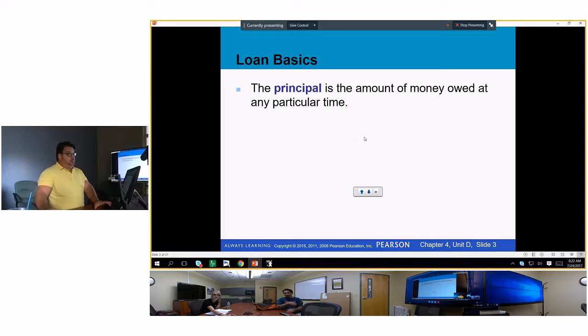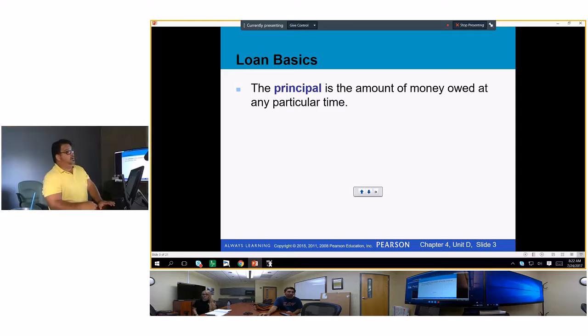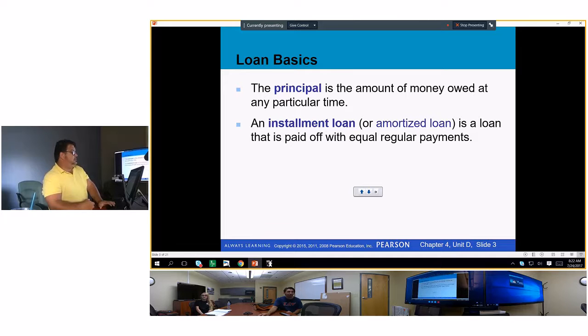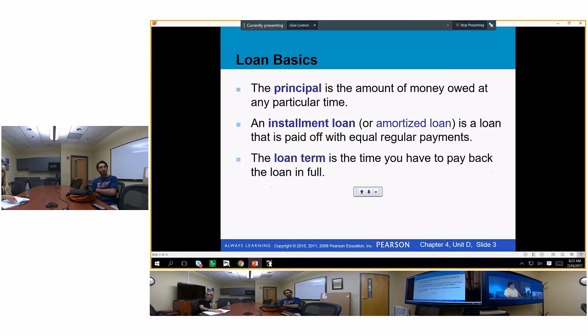Okay, y'all know what the principal is. That's the money that's being loaned. That's like if I loan you $5,000, in this case, the loan is $5,000. Installment loan is the loan that is paid off at the end. So if you buy a car, it's $5,000 or $10,000 or whatever, and you pay $5,000 down and you borrow $5,000, then whatever the end of that loan, whatever the interest and everything, that's the installment loan. Loan term is the time you have to pay back.